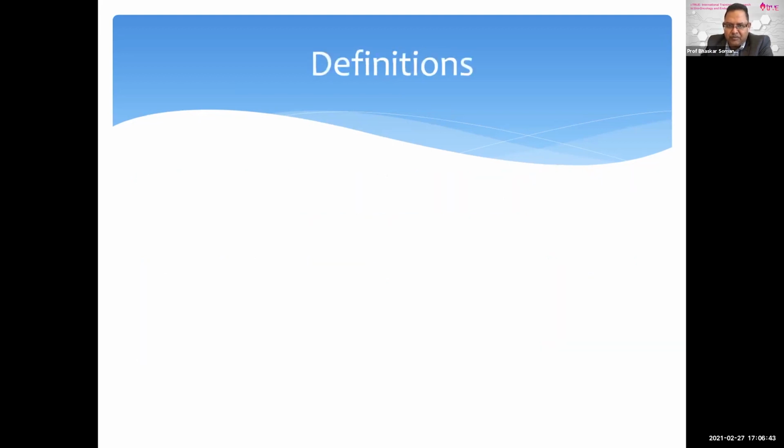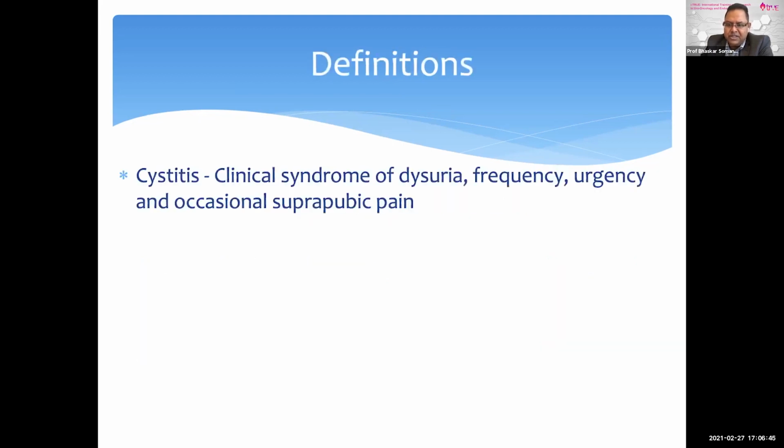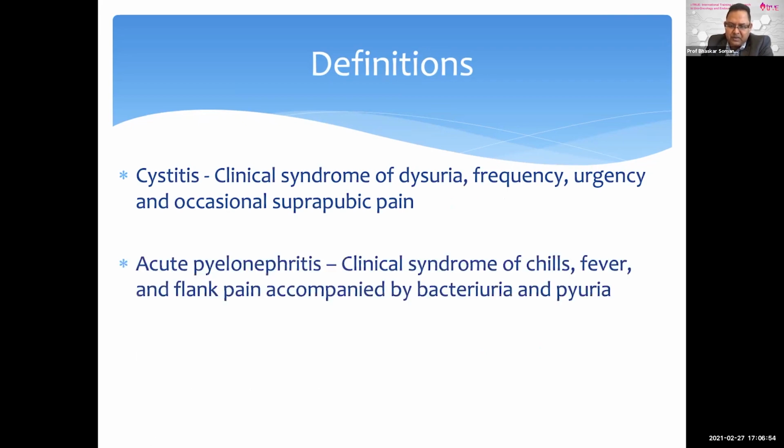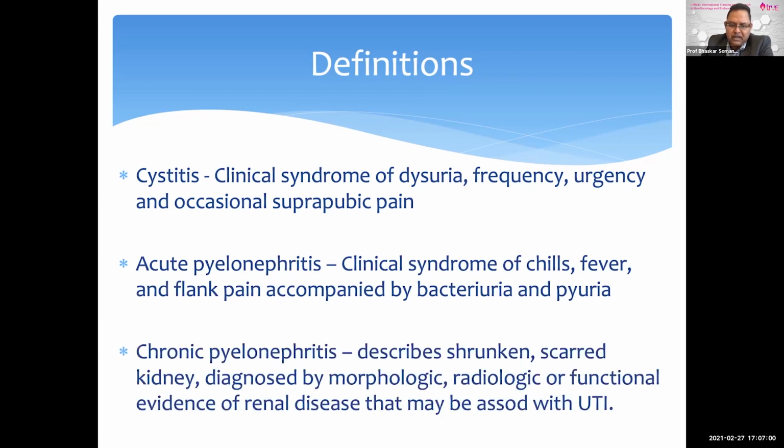Again, going through some more definitions, what is cystitis? Generally regarded as a clinical syndrome of dysuria, frequency, urgency, occasionally with suprapubic pain. Pyelonephritis similarly is a clinical syndrome of chills, fever, and flank pain accompanied by bacteriuria and pyuria. And chronic pyelonephritis is usually described as a shrunken, scarred kidney diagnosed by morphologic, radiologic, or functional evidence of renal disease that is usually associated with UTI.